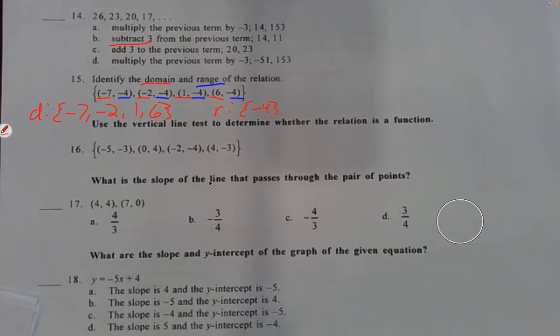You can graph it and make sure that a vertical line doesn't go through, or you can just check X values. Cannot have the same X value. Negative 5, 0, negative 2, 4. Are any of the X values the same? So no, it's a function. It is a function. It passes the test, okay? Yes. Does that make sense? Maybe, kind of? Okay.